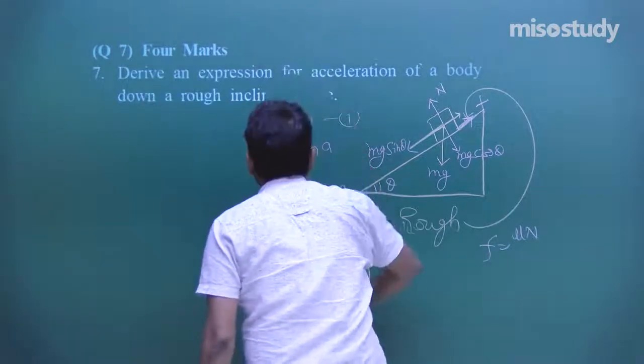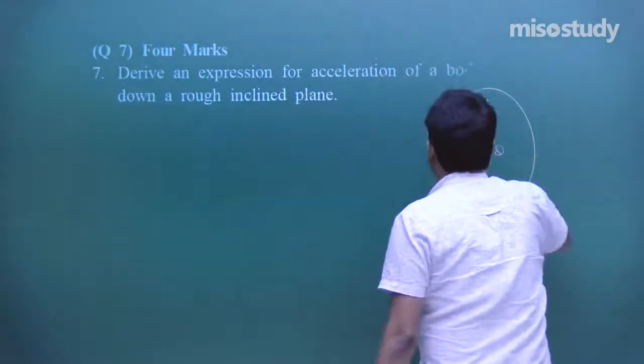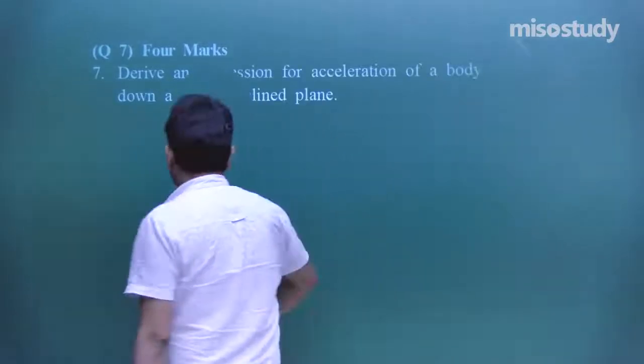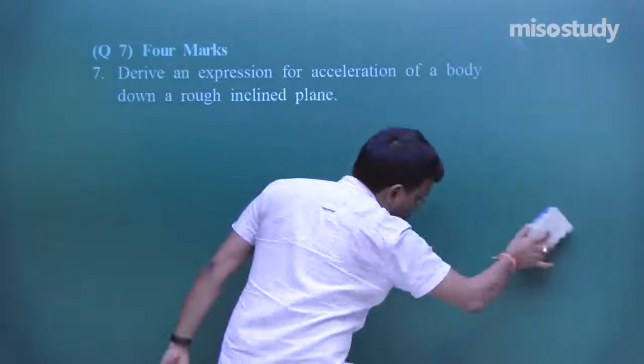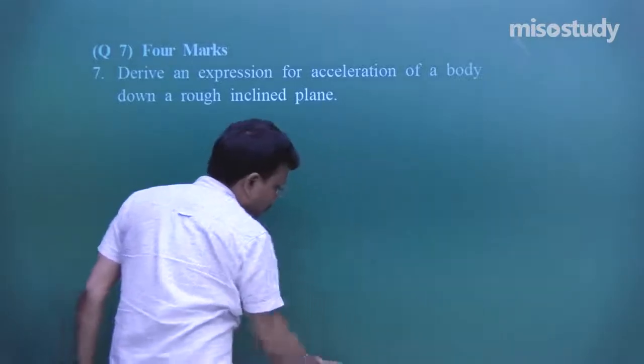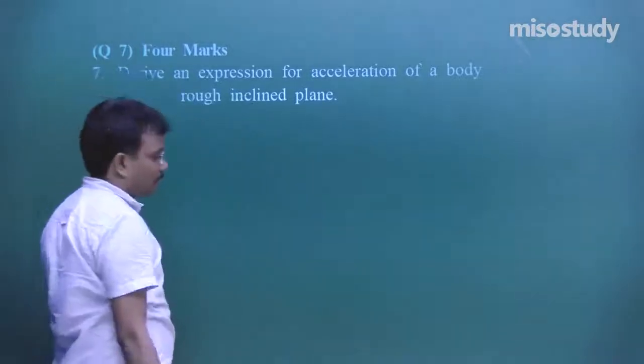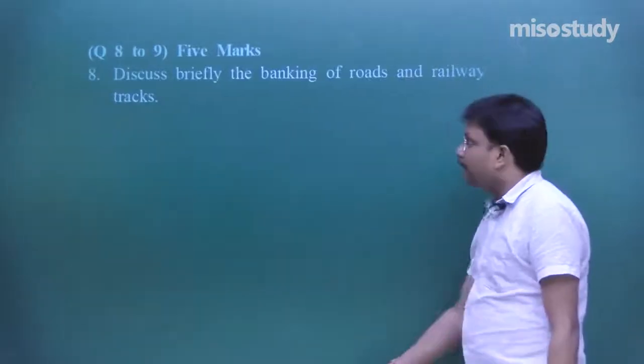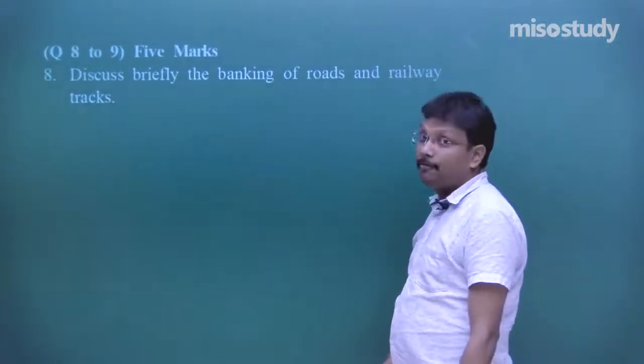So questions anyway are not difficult the way they are, but you have to just apply some gray matter. Fine. And that way you can score very good marks. Here it is your question number 8. Now question number 8 and 9 are both 5 mark questions.